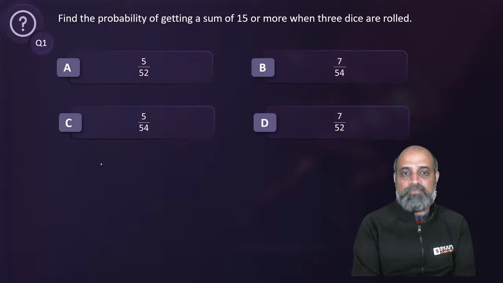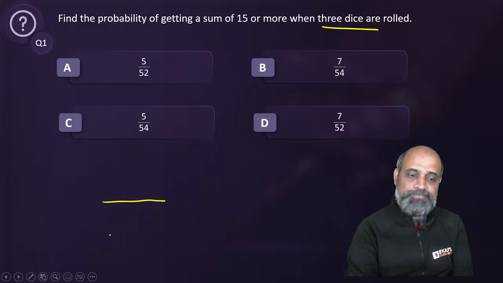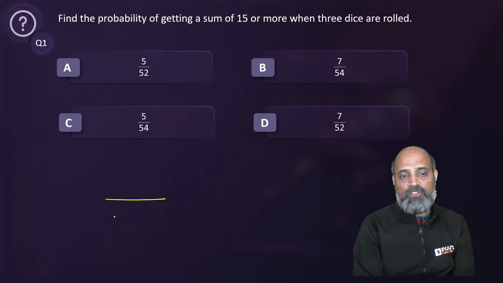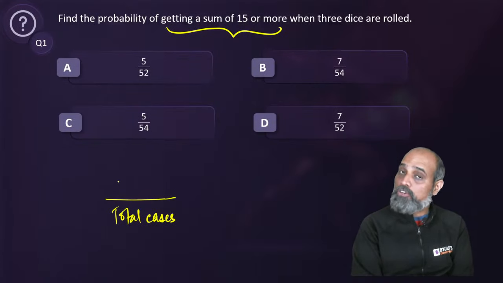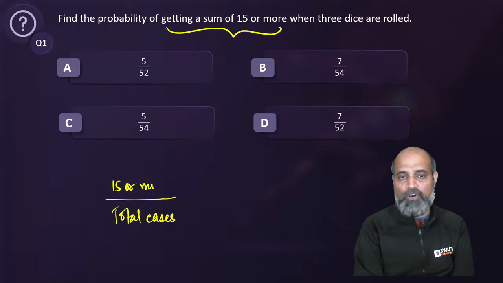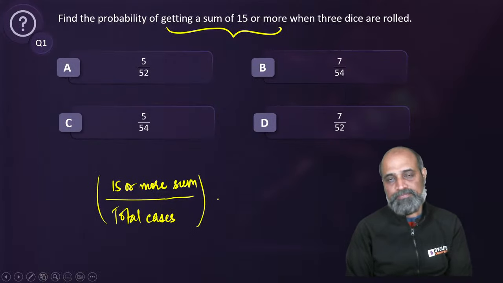So when 3 dice are rolled, total कितने cases होंगे? That goes in the denominator, right? So total cases आप इधर लिख दोगे. And getting a sum of 15 or more, that is going to go in the numerator. So 15 or more, or we can say at least 15. ये आप numerator में लिखोगे and this will give you the answer.